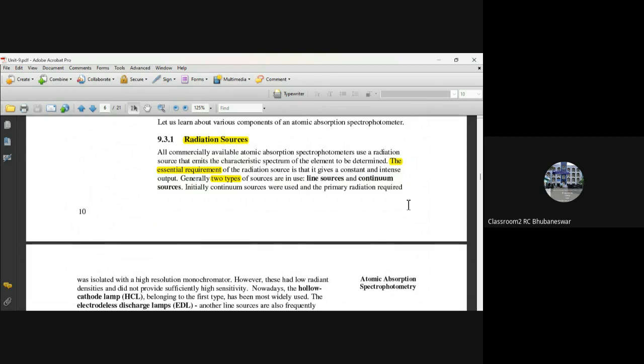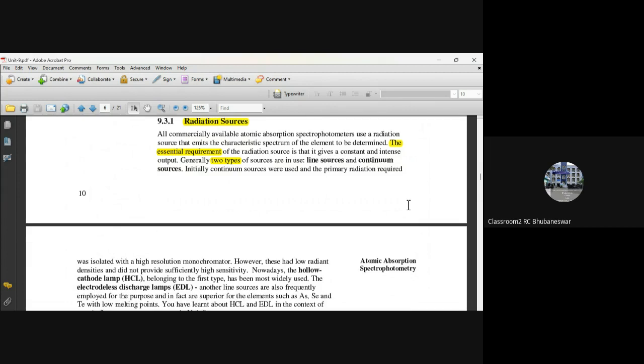If you can't understand this unit, then it will be very difficult to understand the subsequent units as well as the before unit, that is atomic emission spectroscopy and fluorescence spectroscopy. Because here is the main thing which is happening, atomic absorption.